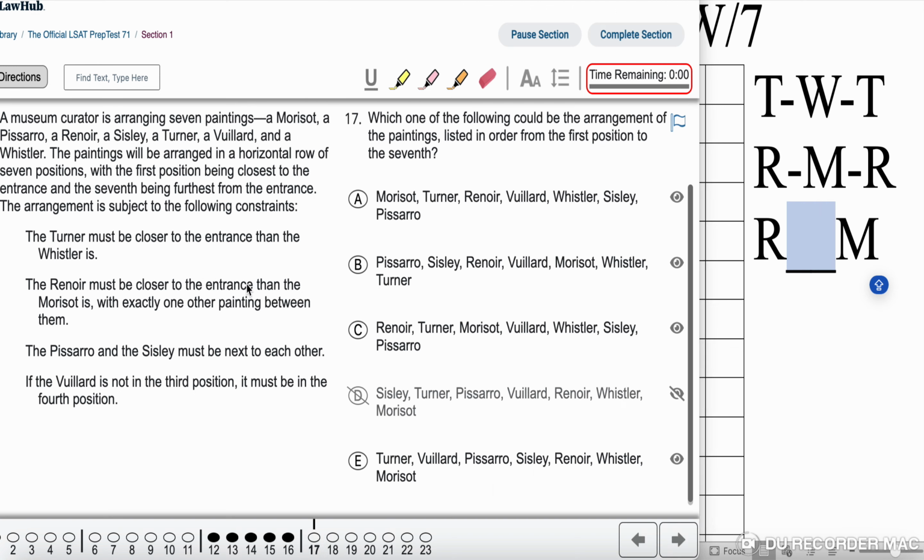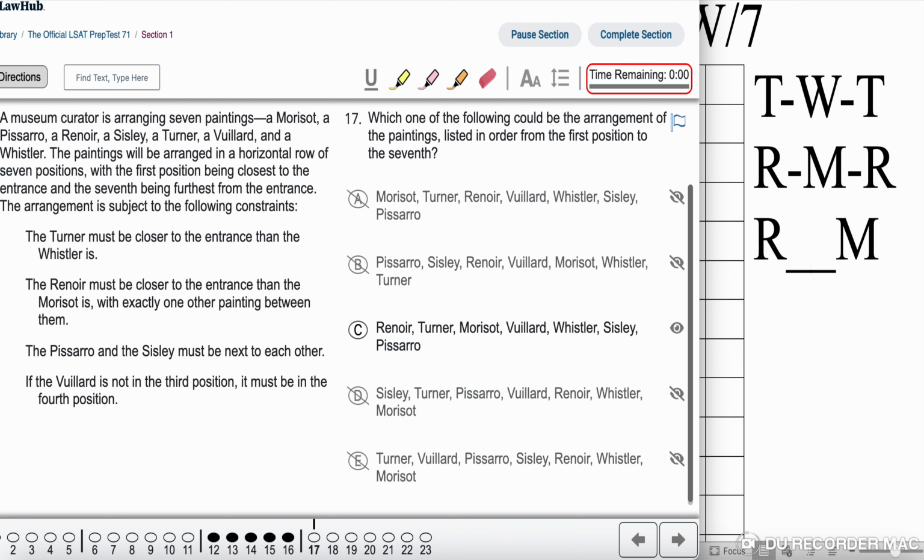So let's look for where R is closest to the entrance and there's 1 painting in between. Let's get rid of that one. R is closer. Actually, they seem to be the same, so let's get rid of this one too. So R is definitely closer. Let's see if we read this right: R must be closer to the entrance than M.